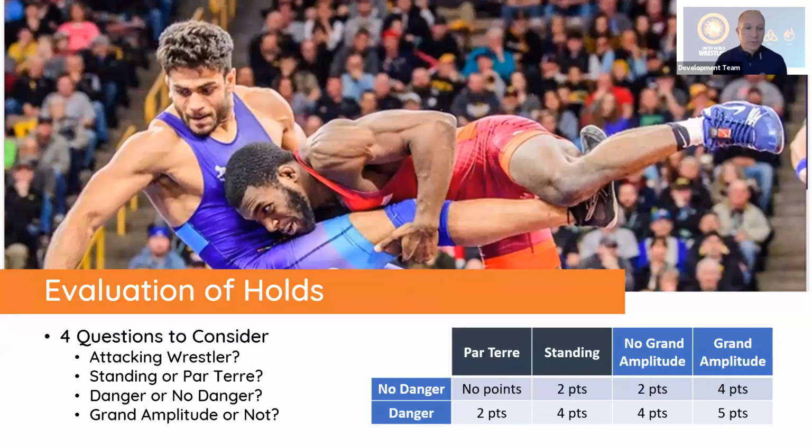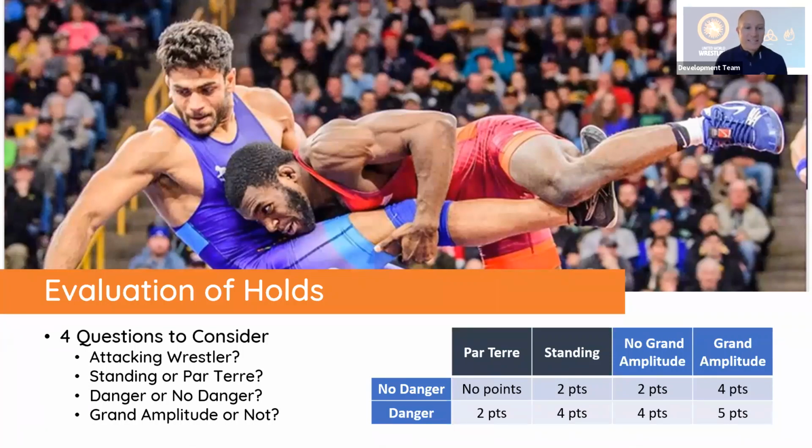So the first question is who's the attacking wrestler? I think that's always got to be the important part, who's taking the risk and who's making the action. So we can see in this picture that red is the attacking wrestler in this situation. Then the next three questions we have to answer very quickly.